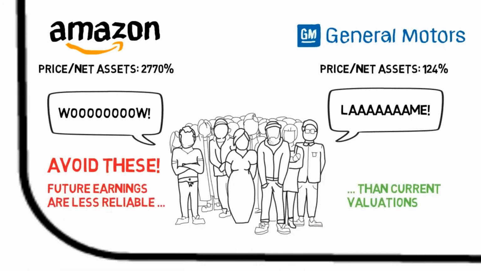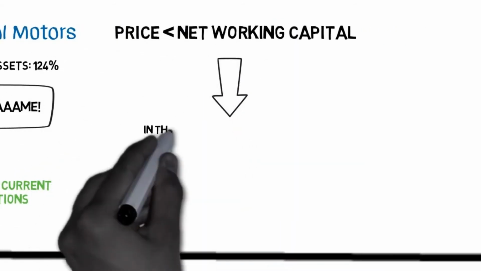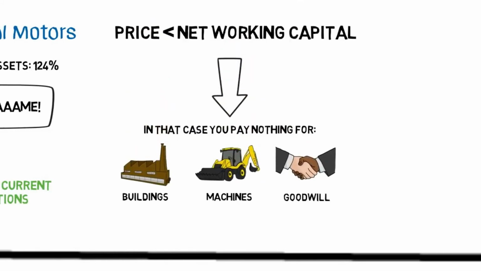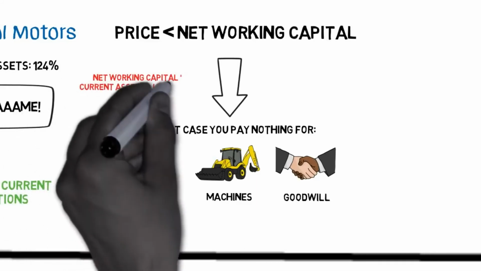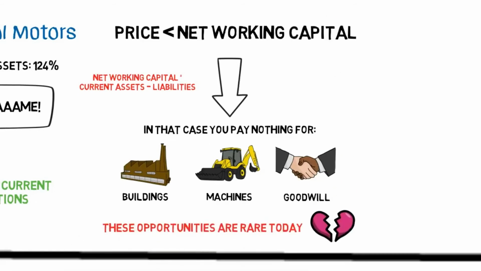current valuations. If you, on the other hand, can find a company which is valued lower than its net working capital, you essentially pay nothing for all the fixed assets such as buildings, machinery, goodwill, etc. The net working capital can be calculated by subtracting total liabilities from current assets. Such companies were proven truly profitable during Graham's investment career. Unfortunately, they are rare today, except during tough bear markets.